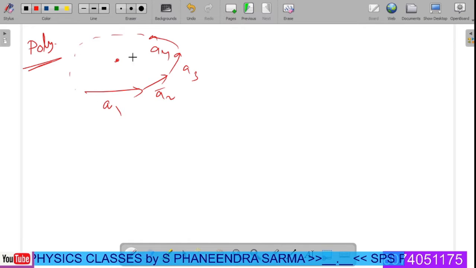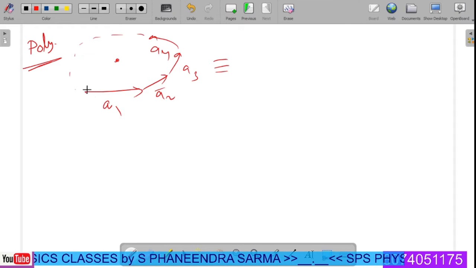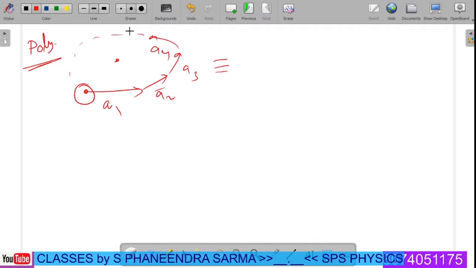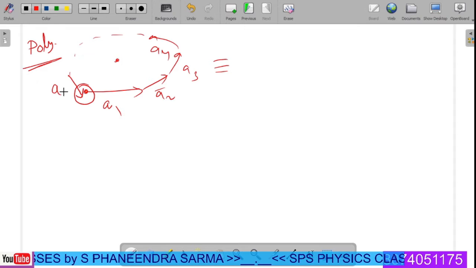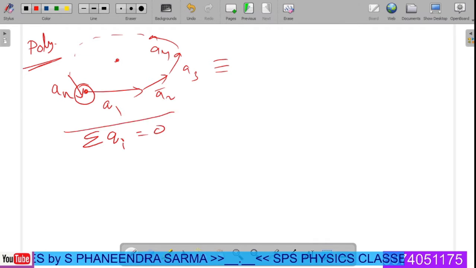In this particular case, consider that this origin is the equilibrium position, so this is the starting point we have to take. Now all vectors have to be represented by the adjacent sides of a polygon. Then the last side should be represented in the reverse direction, that is called an. Then the summation of all vectors must be equal to 0.